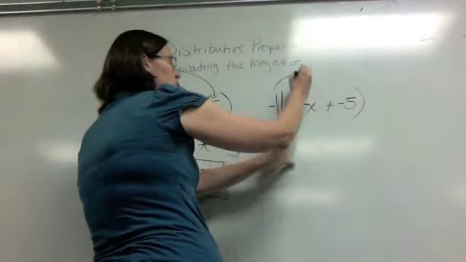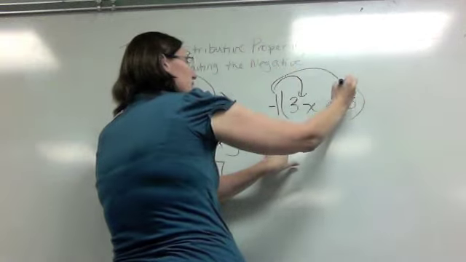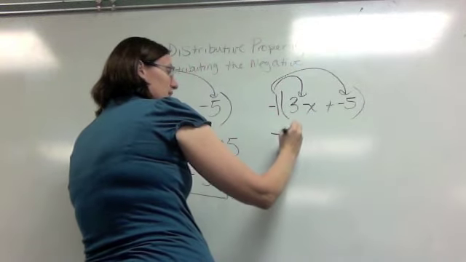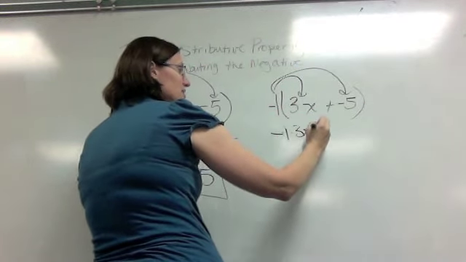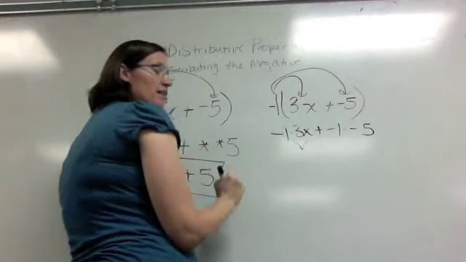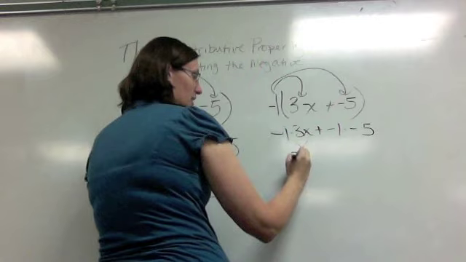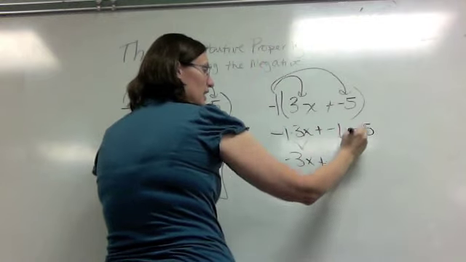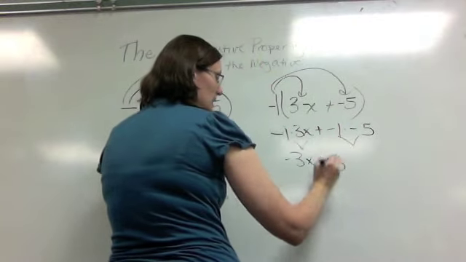You're just going to distribute the multiplication of negative 1. So you would take negative 1 times 3x and negative 1 times negative 5. That multiplication would give us negative 3x, and negative 1 times negative 5 would give us a positive 5.